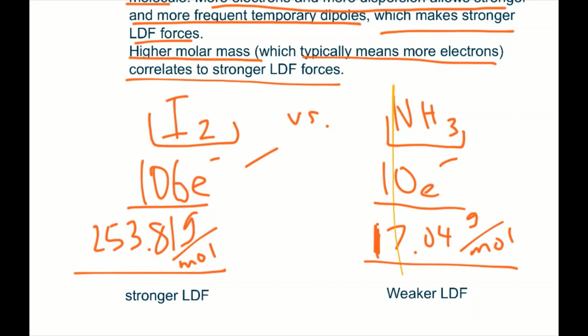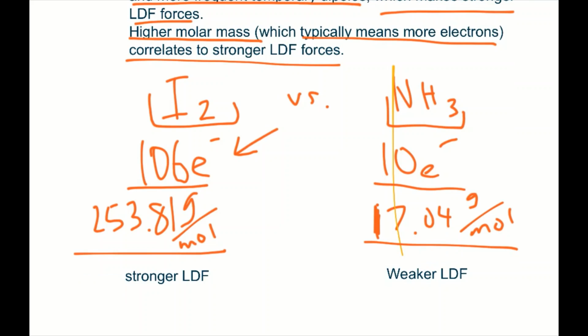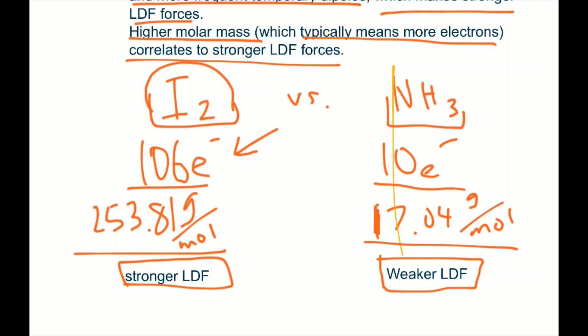And because I2 has more electrons, and these electrons are located farther from the nucleus, they can easily disperse and more easily create distortions in the electron cloud, which creates partially positive and partially negative ends on the electron cloud, which leads to LDF. So, because I2 clearly can do this more easily, I2 will have stronger London dispersion forces, while NH3, ammonia, will have weaker London dispersion forces.